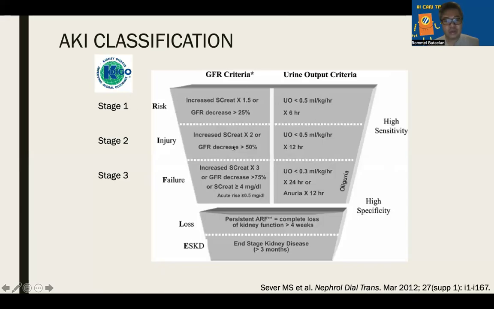So it's stage 1. But if it's oliguria for 12 hours, stage 2. But if it's already more than 24 hours, or the patient is already anuric or no urine output for 12 hours, so stage 3 na rin yun. So the AKI can be classified in stage 1, stage 2, or stage 3. So that's the most severe.